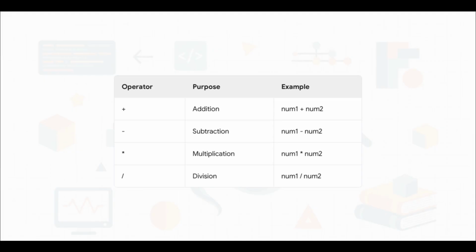You've got the plus sign for addition, the minus sign for subtraction, the asterisk for multiplication, and the / for division. You just plug these operators right between your variables, like num1 plus num2, and the computer instantly hands you the result. These simple operators really form the foundation of countless software applications.